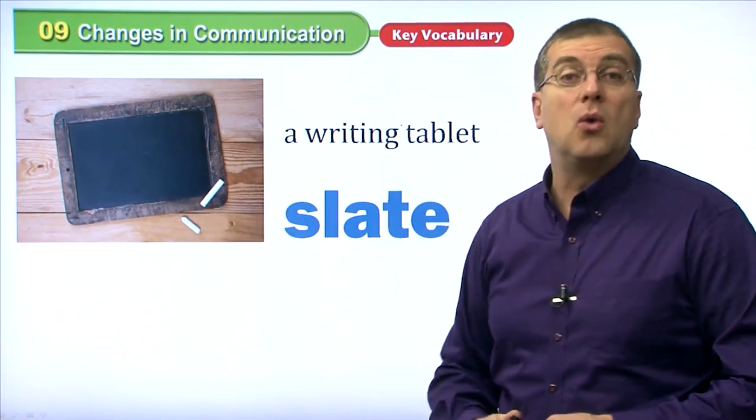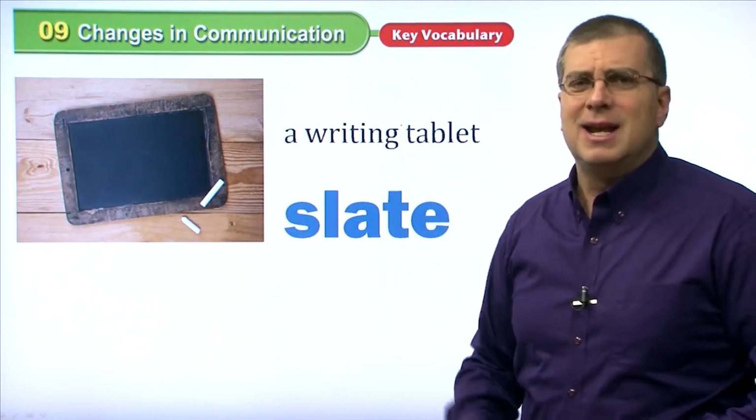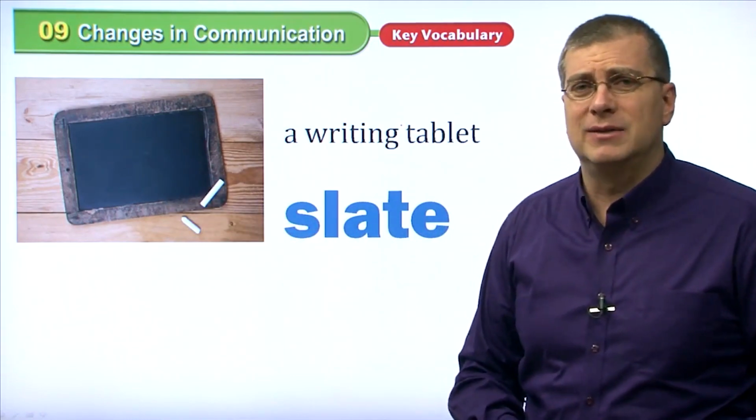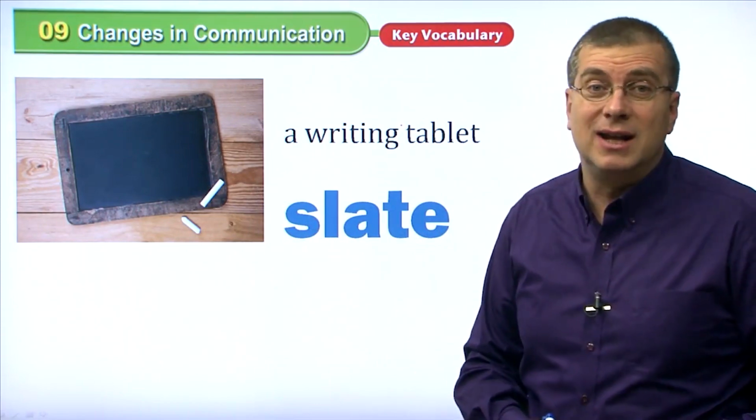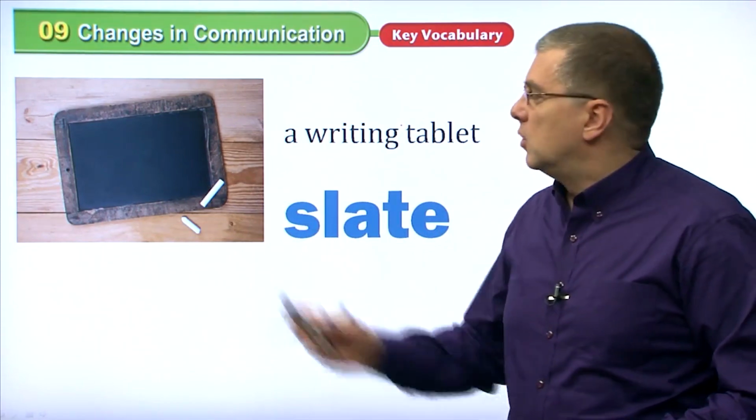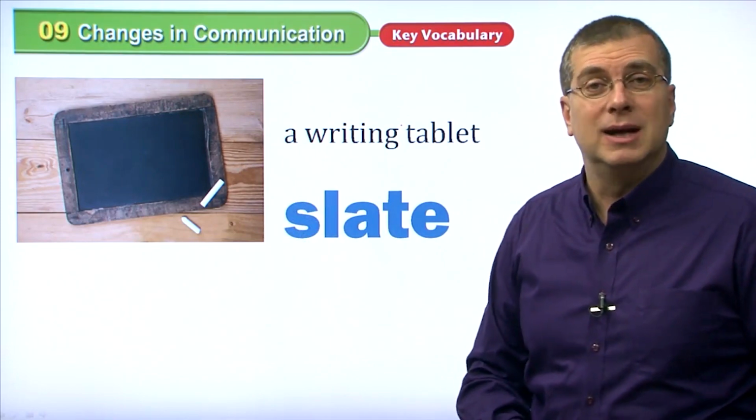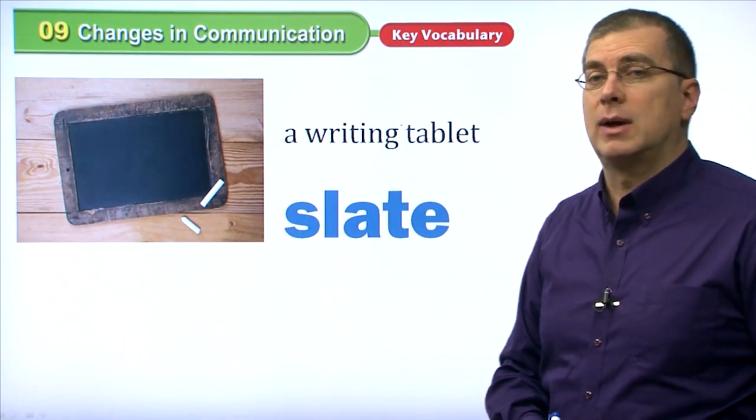So this is a very old style of communication, right? Not many people use slates nowadays. Sometimes we use slates for fun, but it's not really practical. Normally we use notebooks and paper instead of slates. Okay.